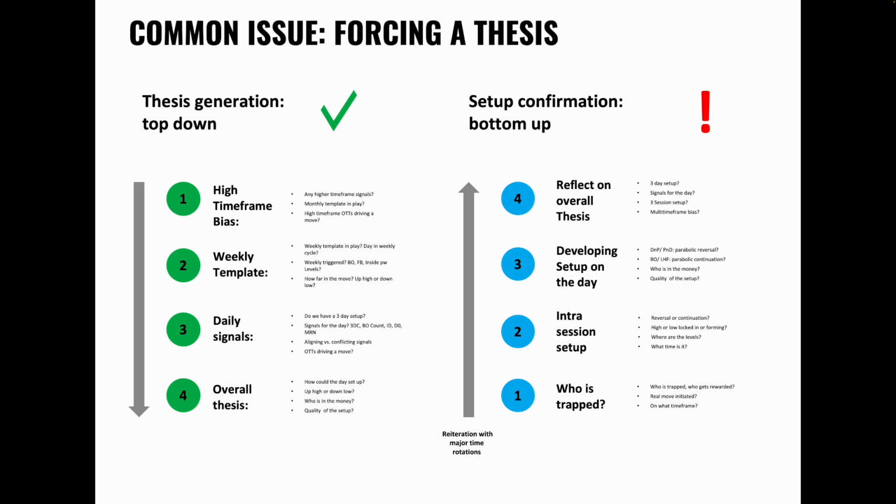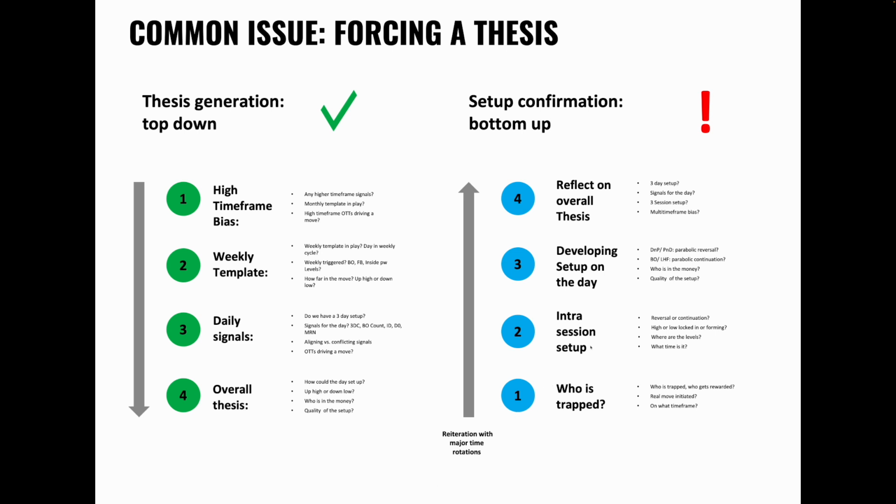So do we have 3 sessions of rise? Is it a parabolic session? Is it a deathline setup? This is the key to judge what's going to happen. And then once you have that, you again reflect on the overall thesis. So what's happening on the day? Does this now fit to the stuff you were discussing before, or does it contradict? And then you start again. So reiteration. With major time rotations, you go back down and start again.